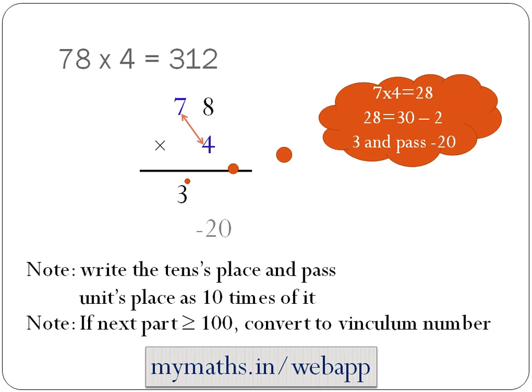So understanding this, 7 4s are 28, and passing 80 is difficult. Because when we pass 80 and more than 20 is coming in addition to that, it becomes a 3 digit number. So to avoid rearranging, we write the 28 as 30 minus 2, retain 3 and pass minus 2 as minus 20.